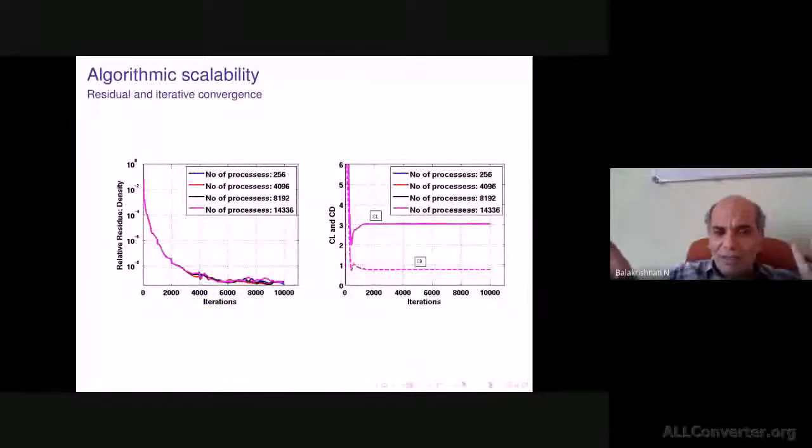And finally, the algorithmic scalability. This is what I told you, most of the commercial guys would not show this. Okay. So I'm plotting the residue convergence against iteration for different numbers of processor cores: 256, 4096, 8192, 14000, okay, right? And similarly, the force and the drag coefficient, how they evolve with iteration, right? So you can very clearly see that Hyphen gives a residue drop of about 8 decades, and not just that, you can see that practically there is no difference at all. All the residue curves fall on one another. Okay, so we have ensured in our algorithm that Hyphen gives a very good algorithmic scalability.